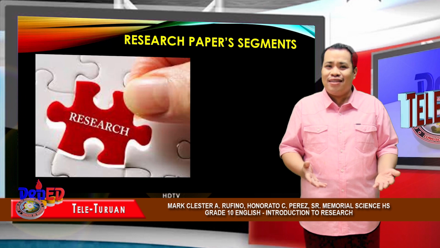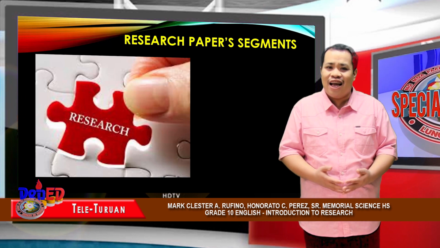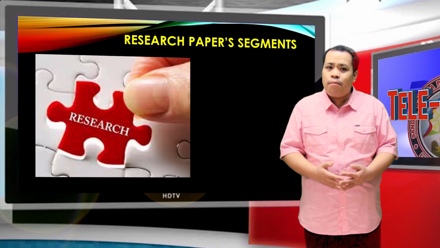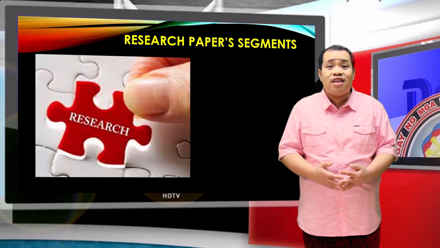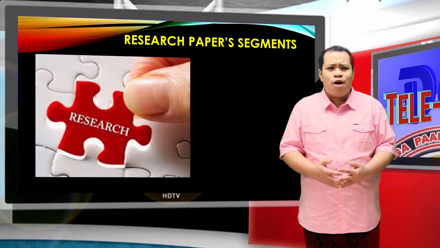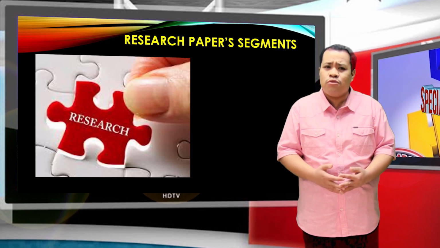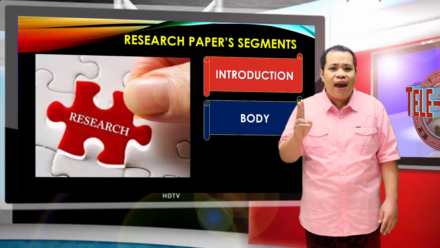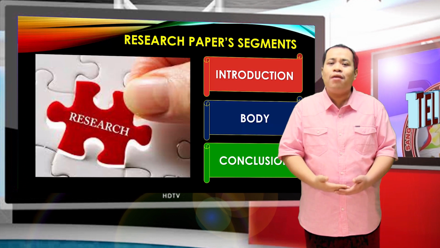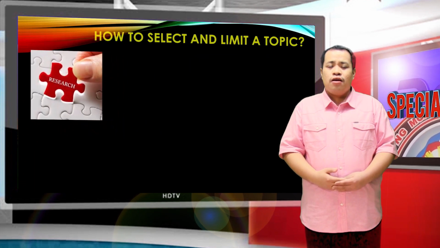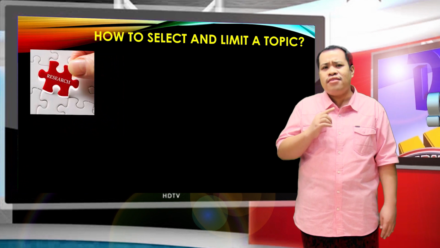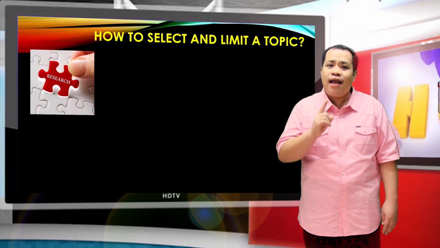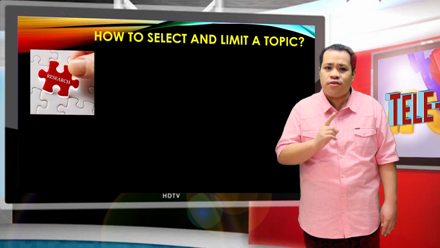And we are back here in tele-turuan episode 1 in English 10 for the second grading period. We shall now talk about the processes involved in conducting a research. Basically, a research paper may be divided into 3 segments: the introduction, the body, and the conclusion. Let's talk about them one by one. But before that, let's first delve into the pre-writing stage, and that is to select and limit a research topic.